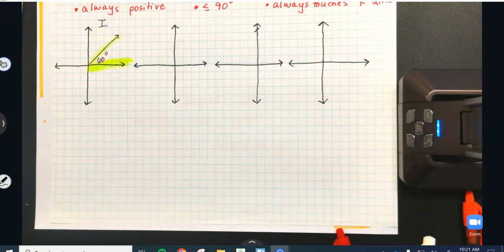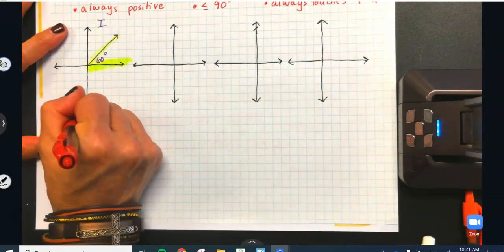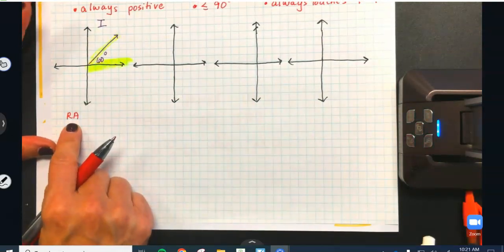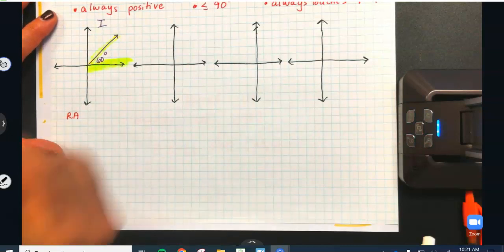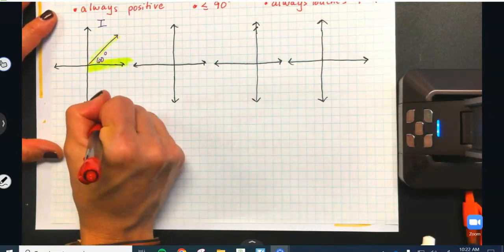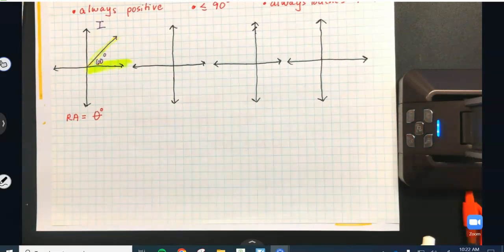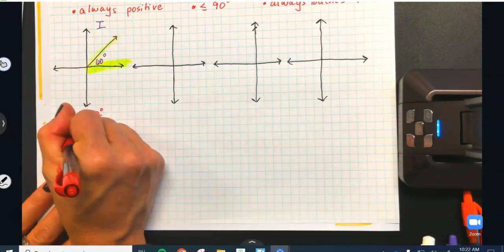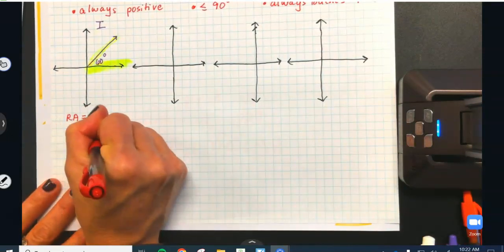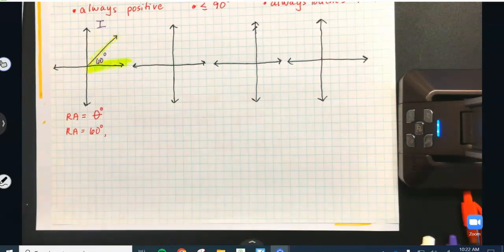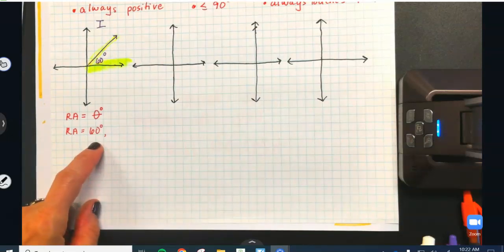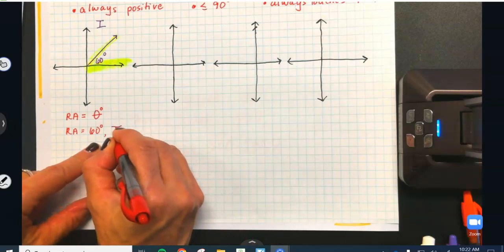So in quadrant 1, your reference angle, I'm going to write RA. You're going to see that a lot. That stands for reference angle. Your reference angle equals whatever theta is, whatever the angle is. So in this instance, my reference angle equals 60 degrees. Let's write that in radians. You should know that, it was on your unit circle. What's 60 degrees in radians? Pi over 3.